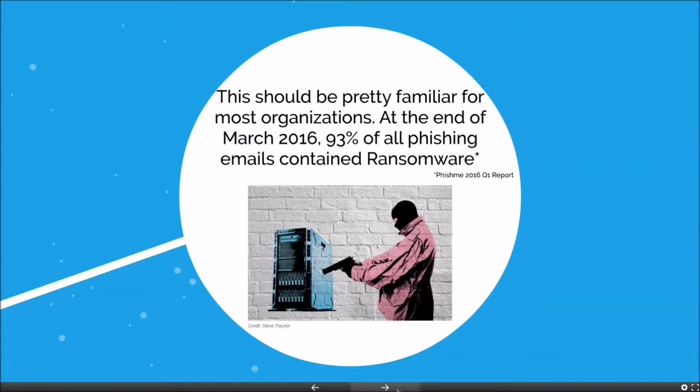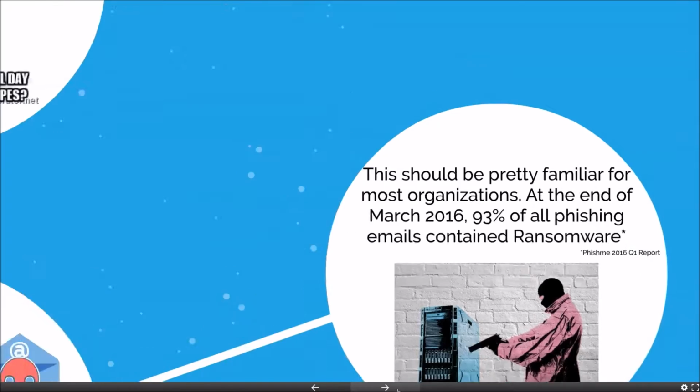Now, the concept of ransomware should be familiar to most organizations. Reports show that at the end of March 2016, 93% of all phishing emails contained ransomware. The recent Verizon DBIR report showed that ransomware was the number two spot in the category of crimeware, and that based off of their statistics, it's likely to become number one sometime this year or even early on into 2017.